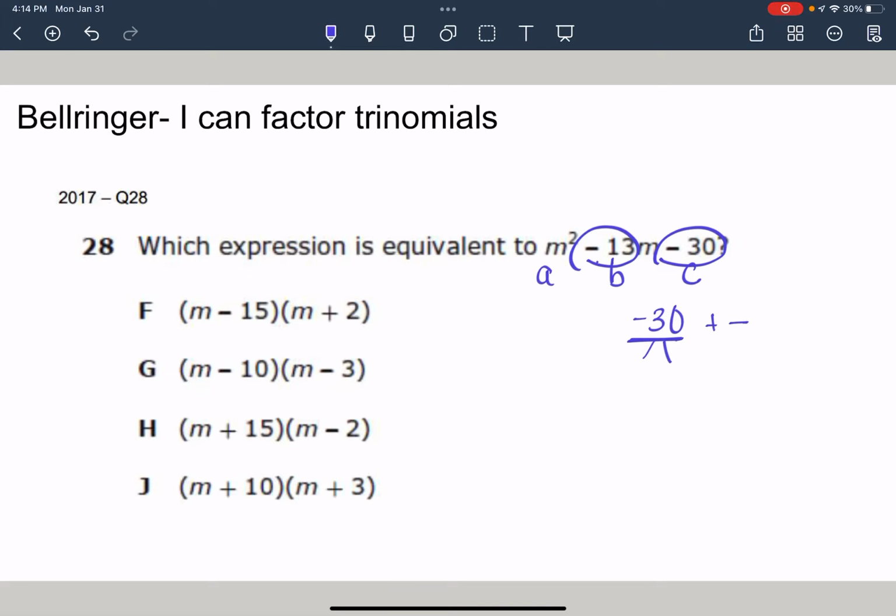And so here we need a positive and a negative factor of negative 30 to add up to negative 13. The correct combination will be negative 15 and 2. So that's how we get m minus 15 times m plus 2. So that should be answer choice F.